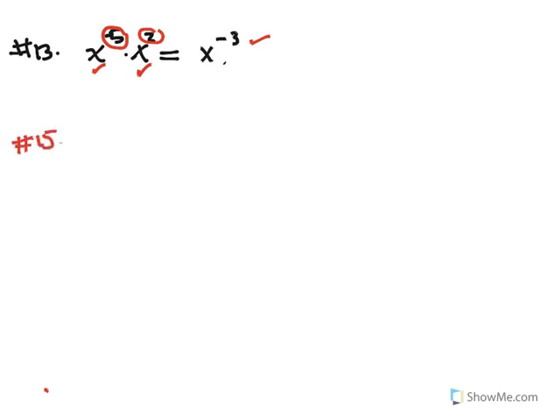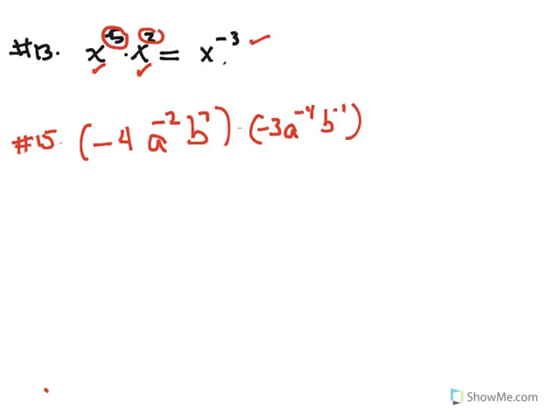Okay? Now I'm going to write it here. Number 15 looks very big, but it's not any problem. We definitely can do this. And then I'm going to multiply by negative 3, a to the negative 4, b to the negative 1. Okay, so let's see what happens. What I'm going to do is eliminate these parentheses. I don't want to have to write them. It's going to be negative 4, a to the second, b to the 7, times negative 3. It's a negative, so I need to keep it in parentheses. A to the 4, b to the negative 1.